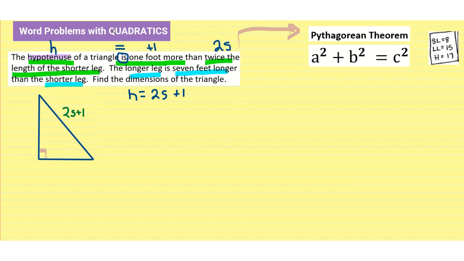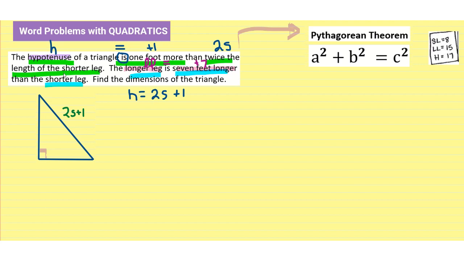So let's go back to our word problem again and look at the second sentence. It says the longer leg is 7 feet longer. Well, I am going to call the longer leg LL. You can just call it L if you want, but I like LL. So the longer leg is, the word "is" means equals, 7 feet longer. 7 feet longer or 7 longer means plus 7.